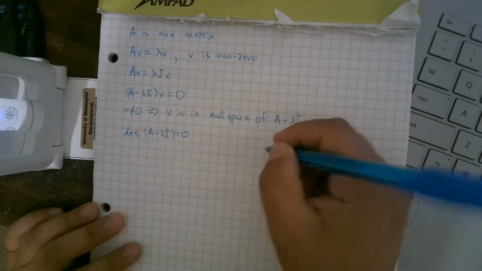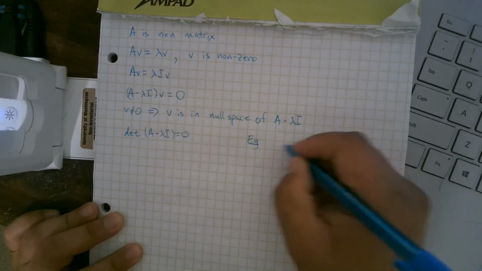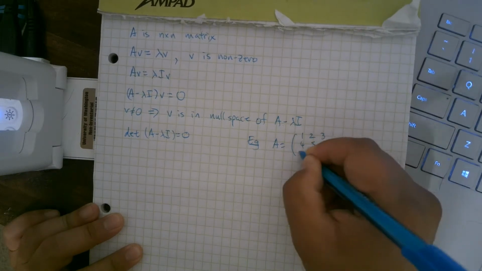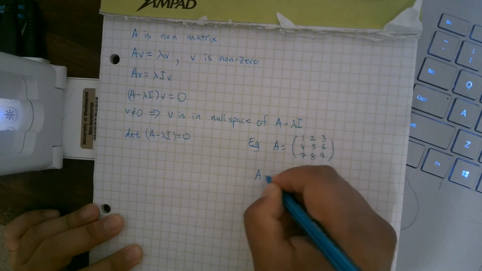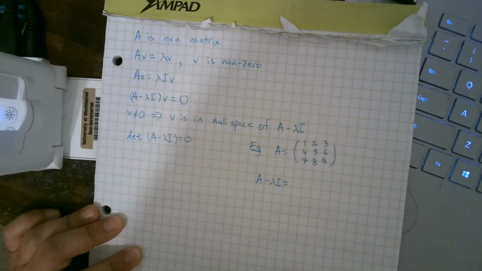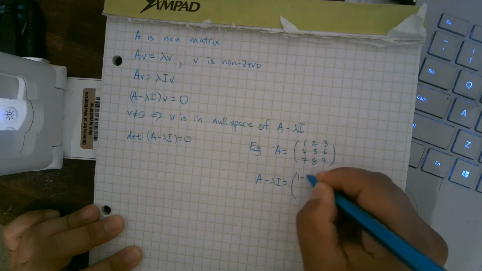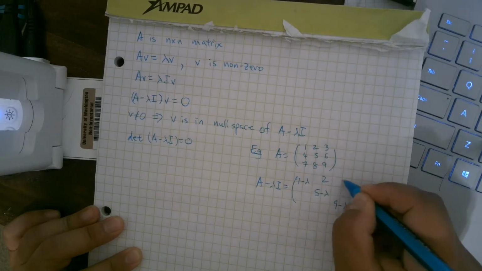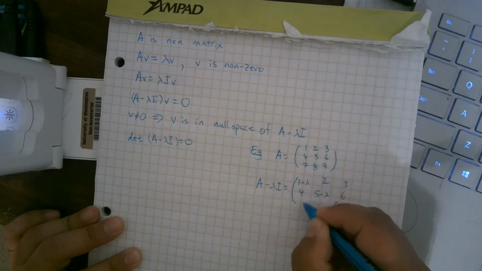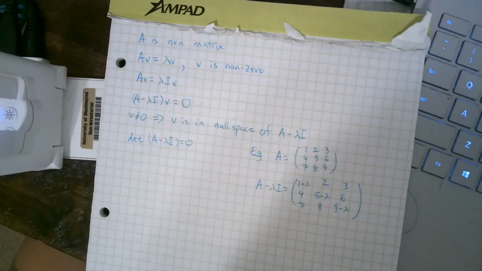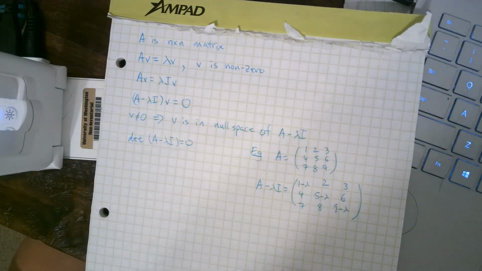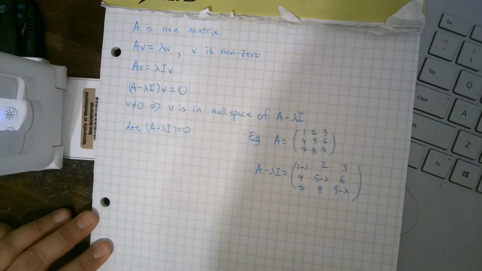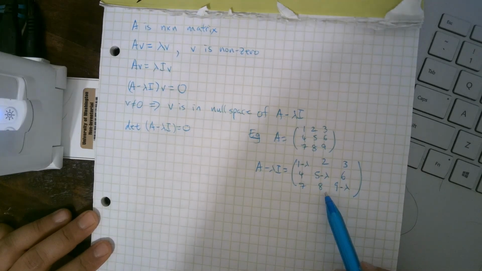And let's just look at an example over here. What do we mean by A minus lambda I? Let's just take A as the matrix 1, 2, 3, 4, 5, 6, 7, 8, 9. Then A minus lambda I: lambda I is just all 0's with lambdas on the diagonal, so it's going to be 1 minus lambda. We're just going to subtract lambda from the diagonal entries, and then every other number stays the same. That's A minus lambda I.